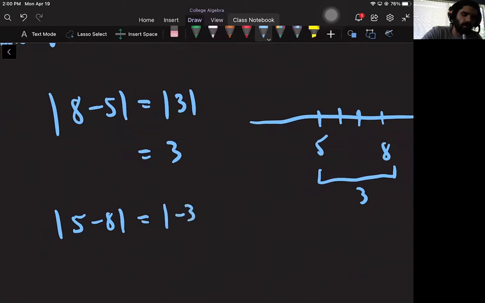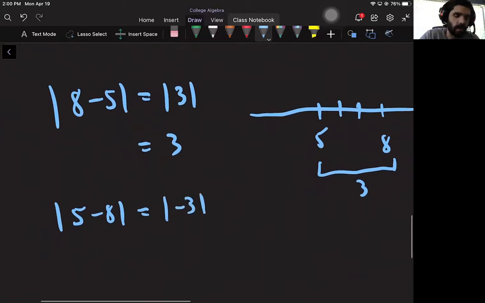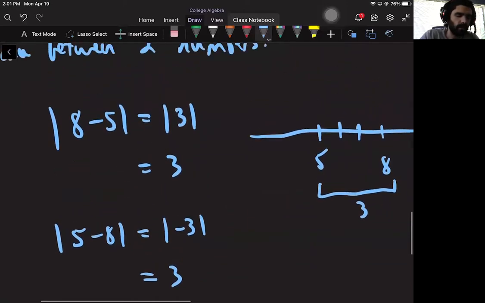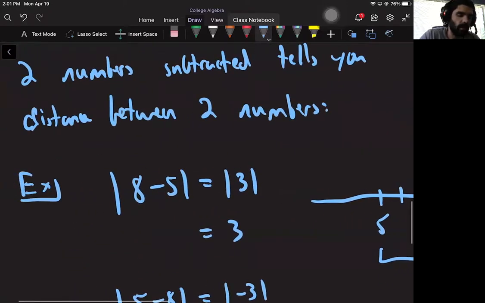And so our answer better be 3, and it will be. It's just the inner step is going to be -3. And then we say, how far is -3 from 0? It's 3 away. So that's 3. So yeah, it seems to be doing what we want it to do, which is tell us the distance between the two numbers.